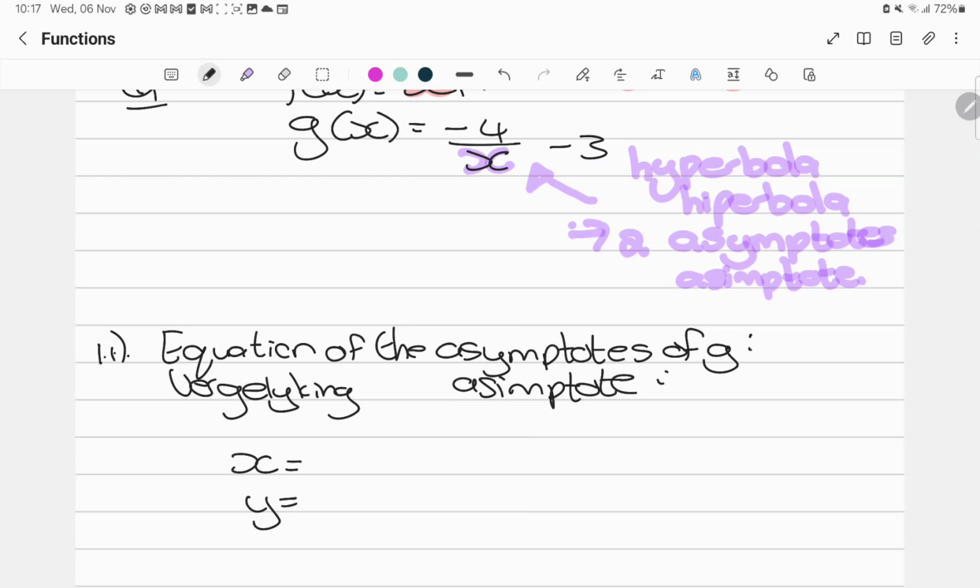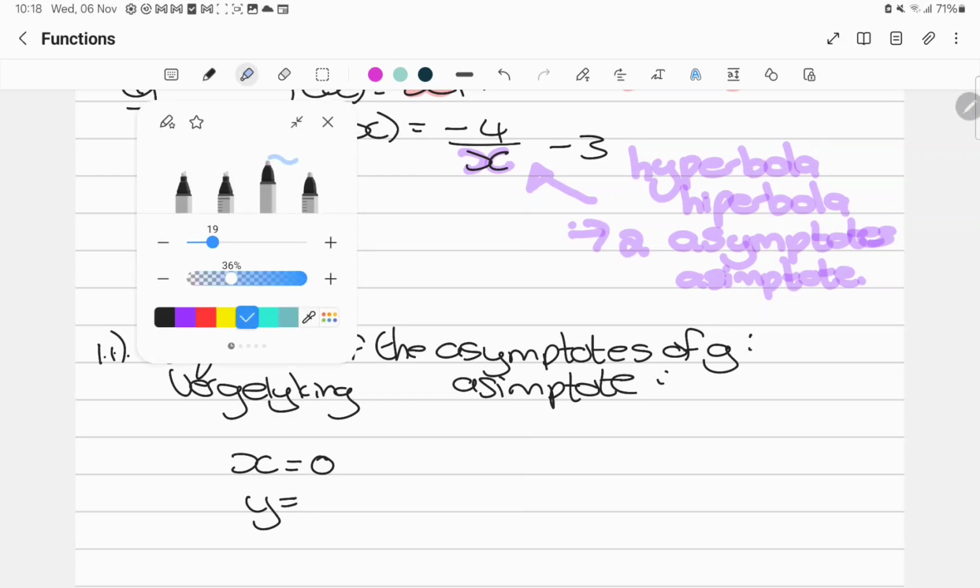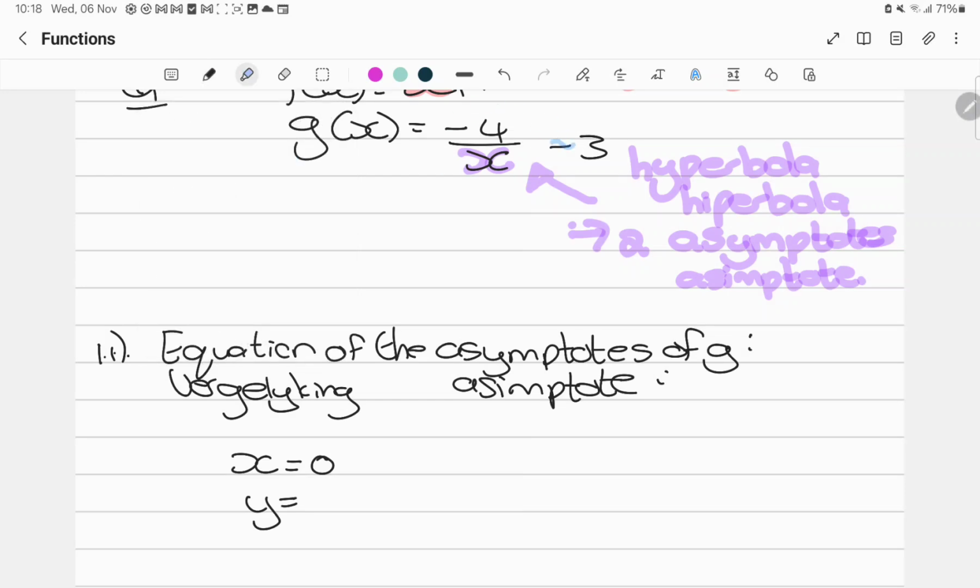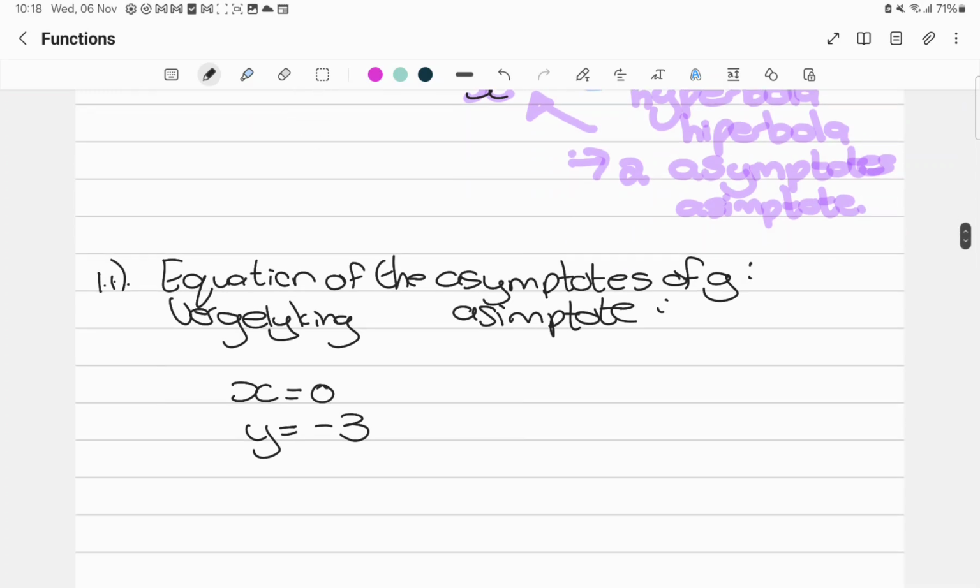Now the x is easy. What can x never be? Alright, x can never be 0. So my first asymptote will be x equal to 0. Now the y, where do I get my y asymptote? From what stands after my x, which is negative 3. So my y asymptote gaan wees y equal to minus 3. So finding your asymptotes shouldn't be difficult. Guaranteed 2 marks.